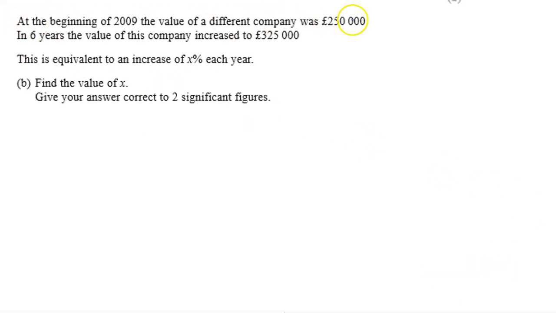Now part B is, at the beginning of 2009, the value of a different company, another company, was 250,000. In 6 years, the value of the company becomes 325,000. So this is the principal and it becomes the amount. This is equivalent to an increase of X% each year. Find the value of X.